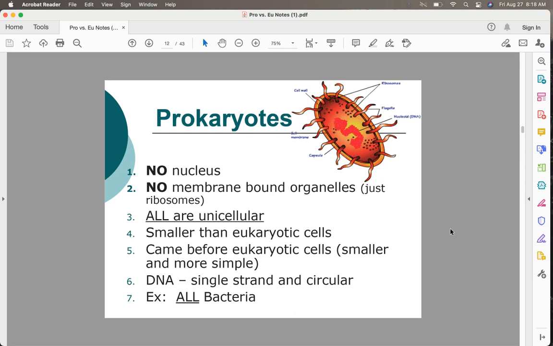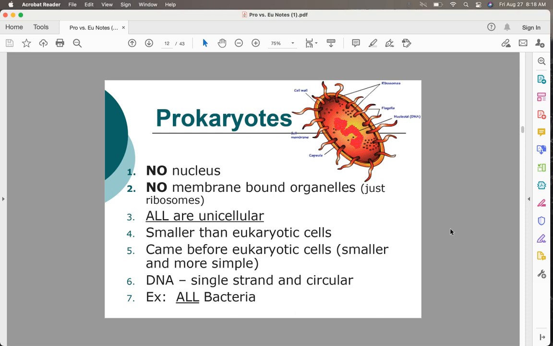Okay? All prokaryotes are unicellular. This means that all prokaryotic organisms are only made of one single cell. They are much smaller than eukaryotic cells, and they are much simpler than eukaryotic cells. This makes sense. If they're really, really small, there's not a lot of room inside of them for all of the crazy organelles and functionalities that come with that, as we have in our larger counterparts, the eukaryotic organisms. So prokaryotes are very, very small and very, very simple.